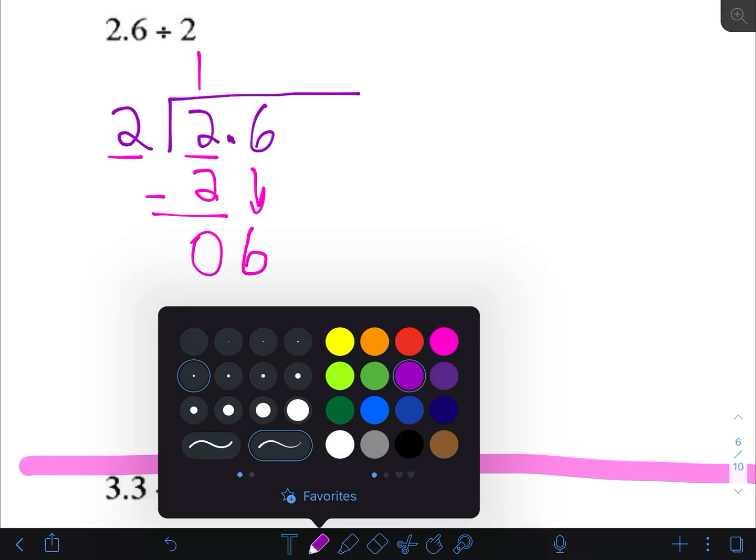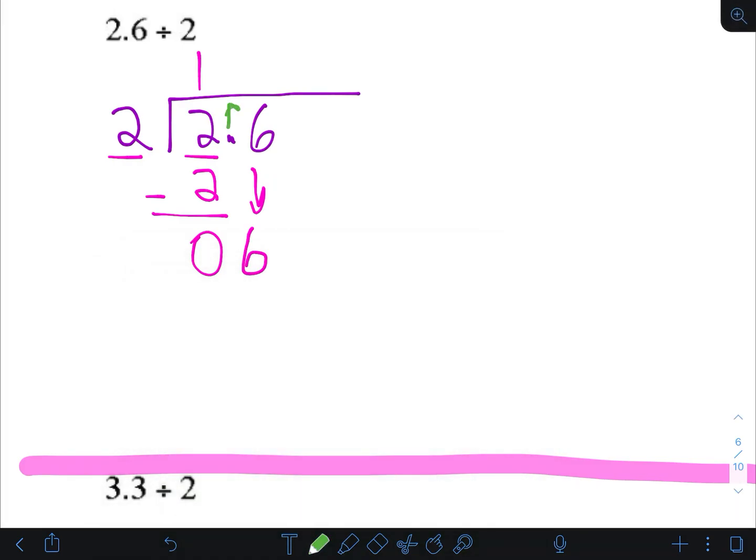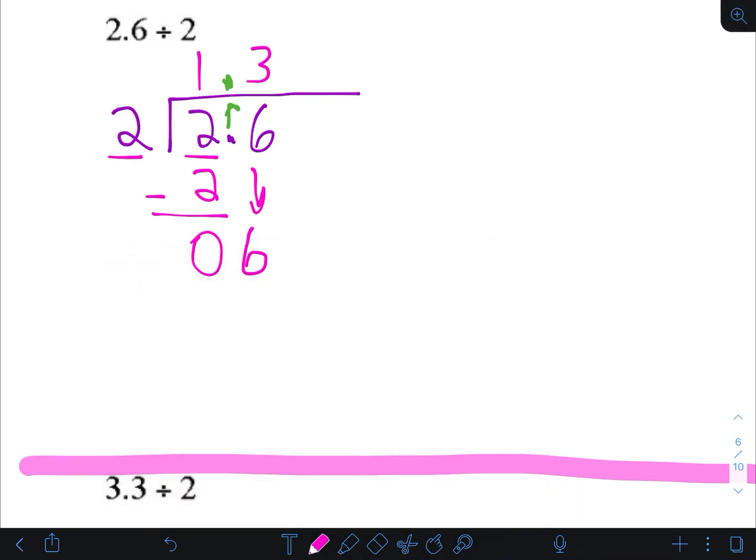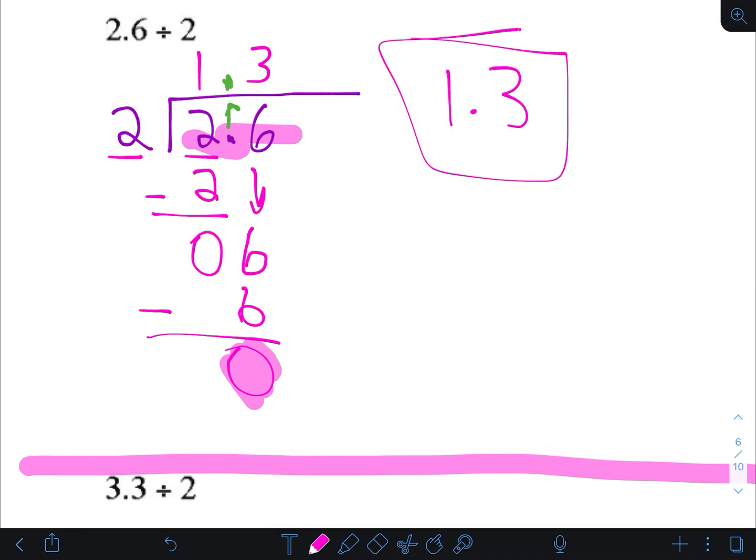So we bring down a 6. Now, since we crossed that threshold where the decimal point is, that just means we just got to add it up. Okay? So now, does 2 go into 6? It happens to go into 6 3 times. 3 times 2 is 6. Subtract it out, get 0. You have 0. No more numbers here, so our answer is 1.3. That's not too bad, is it?